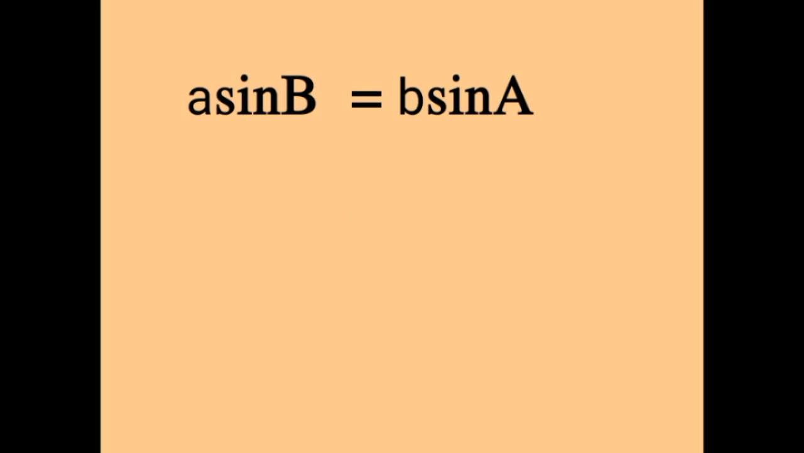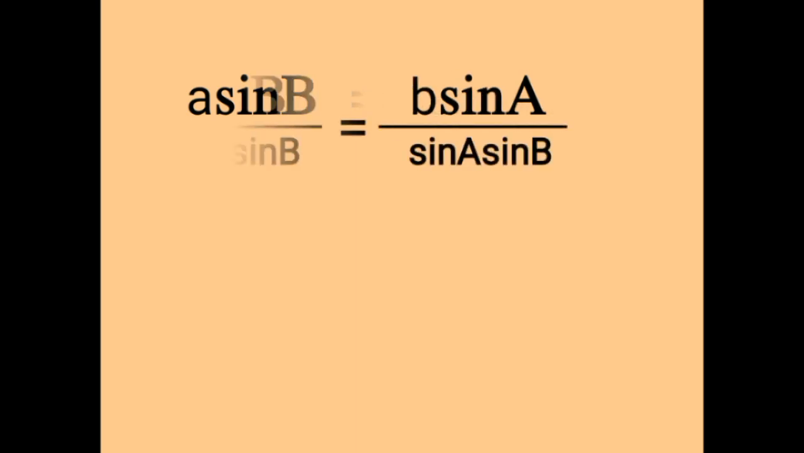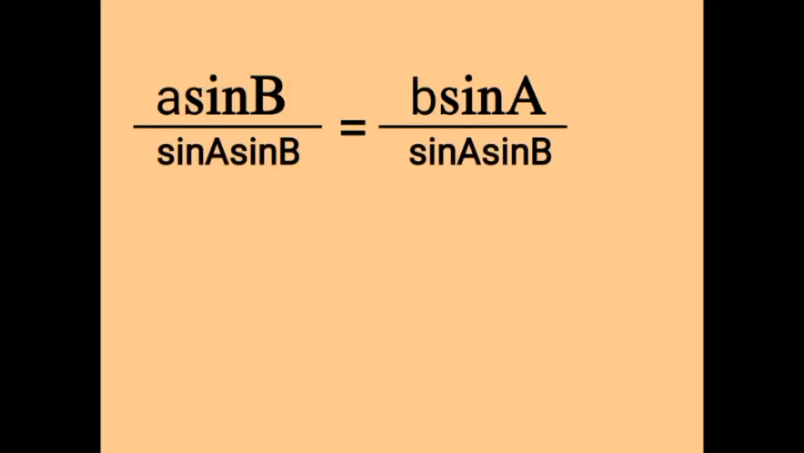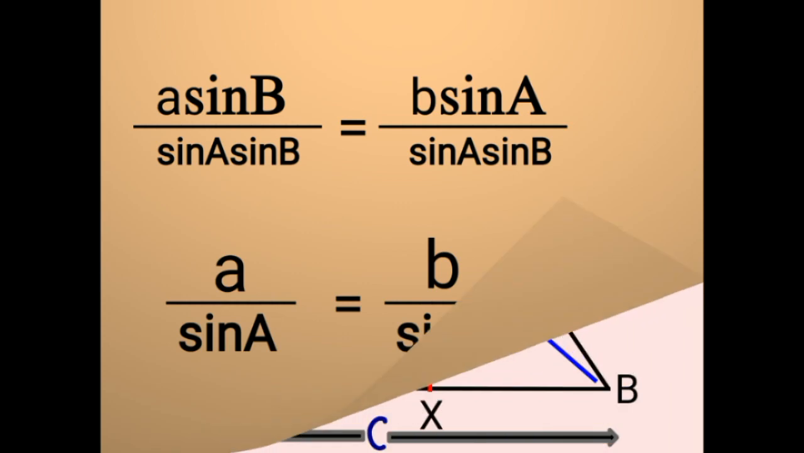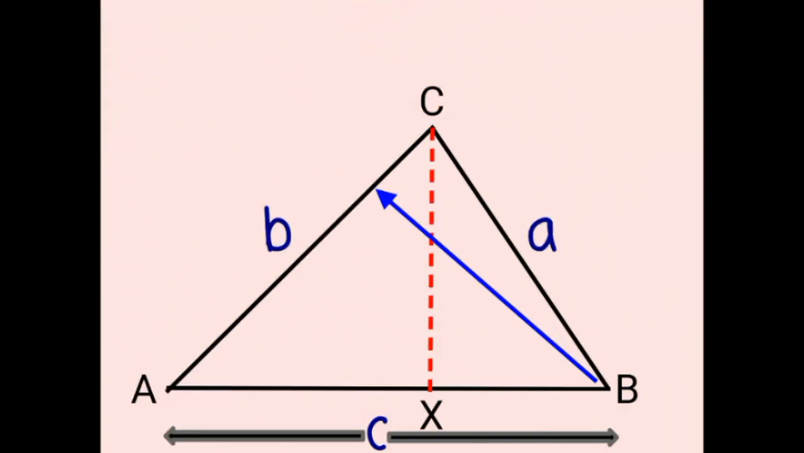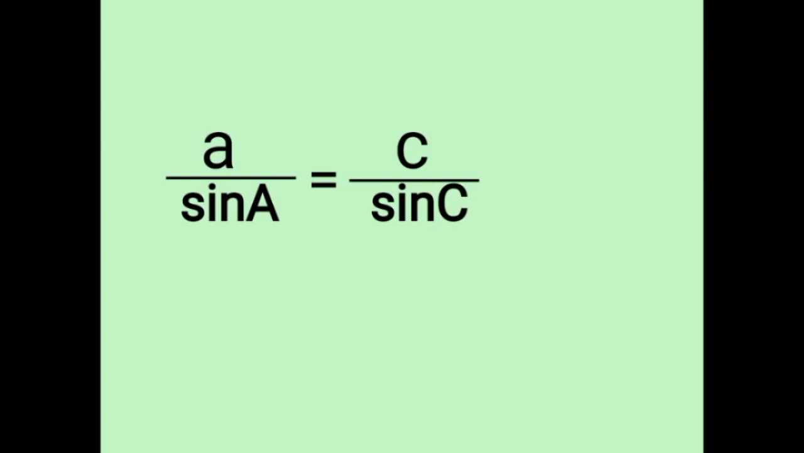Now, to solve this equation, let's divide throughout by sine A sine B. Then a sine B over sine A sine B equals b sine A over sine A sine B. So a over sine A equals b over sine B. In a similar way, by drawing the perpendicular line from B to the side AC, we can show that a over sine A equals c over sine C.